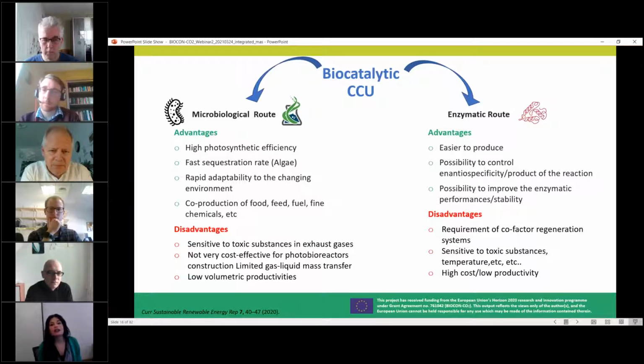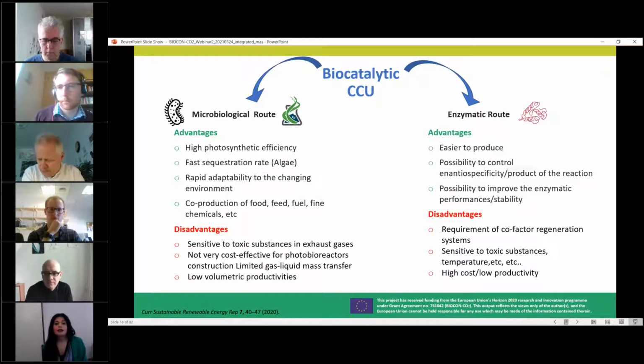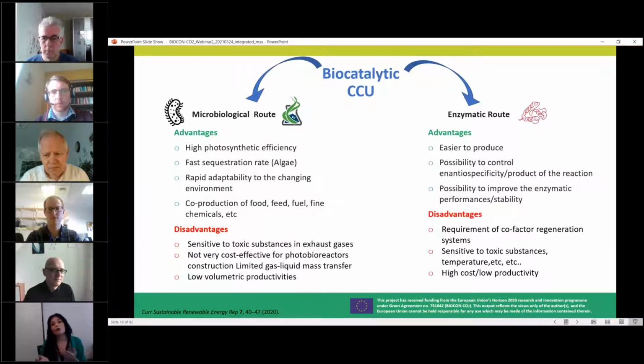As for the enzymes, they are easier to produce. You can control exactly the reaction, as opposed to when you have a much more complex system. In the case of microorganisms, it's not as straightforward, and you can improve it, and you will hear a lot more about that from Marco. You can improve the enzymatic performances and the stability, and you can target that. However, as mentioned before, it usually requires cofactor regeneration systems, and this usually increases the cost, so you have a very high cost and low productivity. Next.